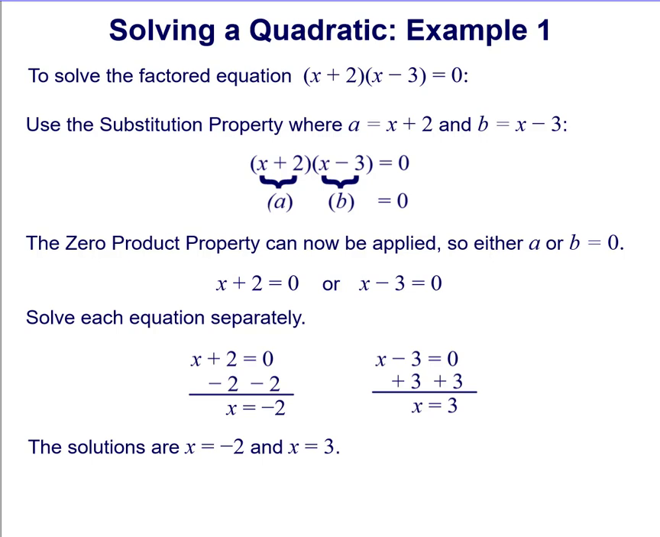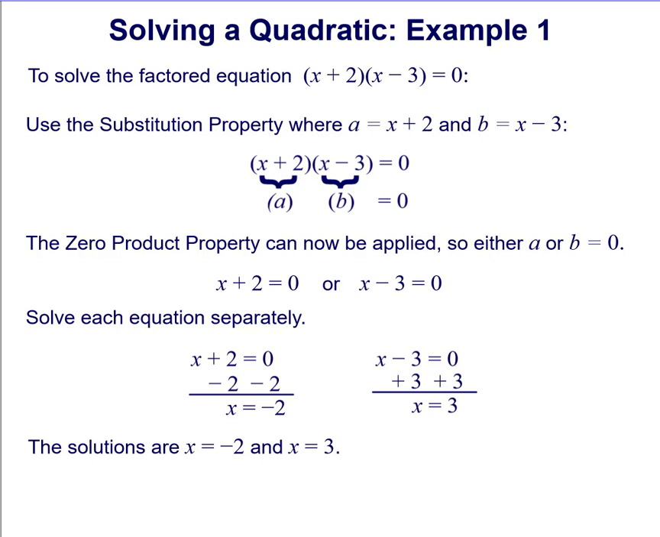To solve the factored equation, x plus 2 times x minus 3 is equal to 0, we first of all use the substitution property. So in this case, a is going to equal x plus 2, b is equal to x minus 3. So remember we said that a times b is equal to 0. So we're going to substitute. Instead of a, we'll have x plus 2. And instead of b, we'll have x minus 3. So x plus 2 times x minus 3 will equal 0.